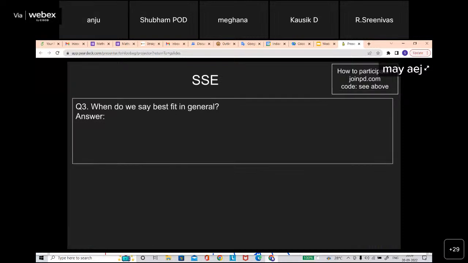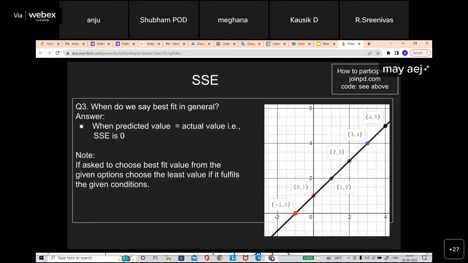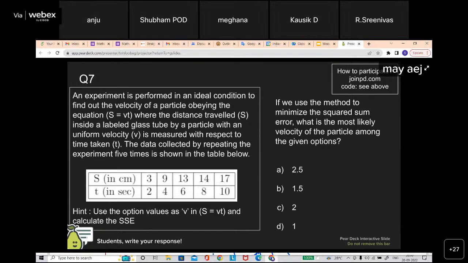So the next one is, when do we say best fit in general? I told you the scenario. What do you mean by the best fit? We need to calculate and find the minimum. Which one is going to be the minimum? SSE. Whichever SSE is the minimum, that is going to be the best fit. So now let's move to this question.